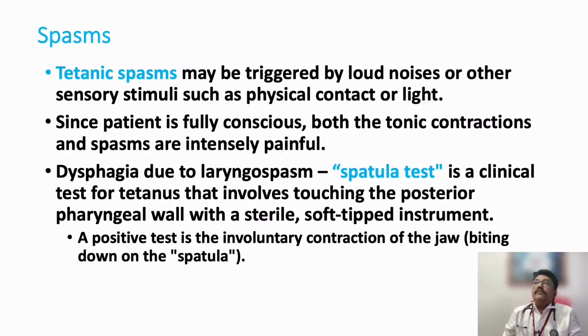This is one differentiating feature from neuroleptic malignant syndrome. Neuroleptic malignant syndrome also can have similar features, but here the consciousness is fully preserved, whereas in NMS, the patient will be mostly unconscious or in an altered behavior. Dysphagia due to laryngospasm, we can simply test with a spatula. It is known as the spatula test. It is a clinical test for tetanus that involves touching the posterior pharyngeal wall with a sterile, soft-tipped instrument like a spatula. Patient will try to bite the spatula and will not release it.